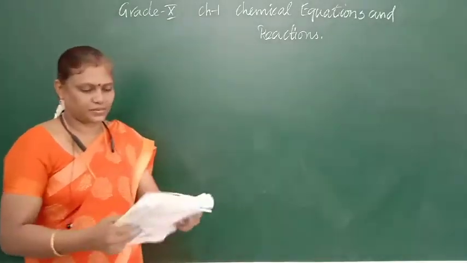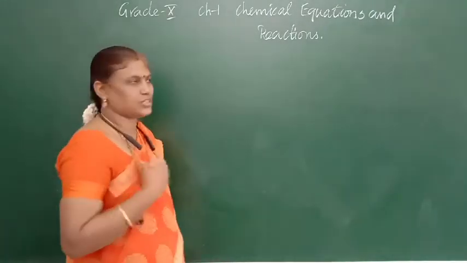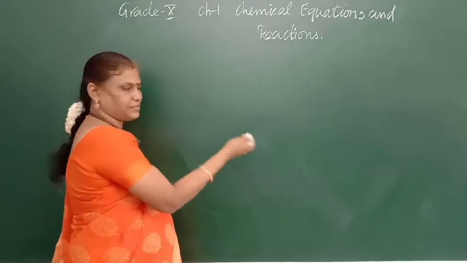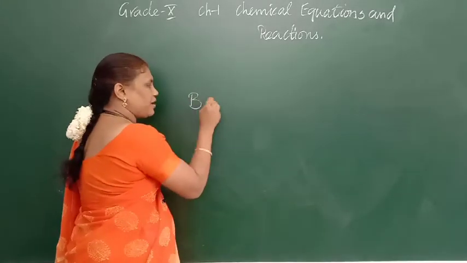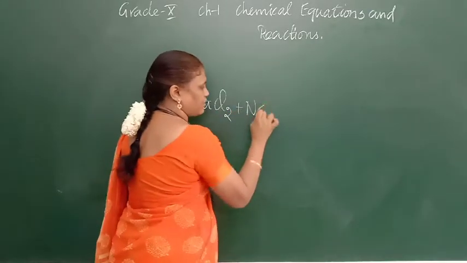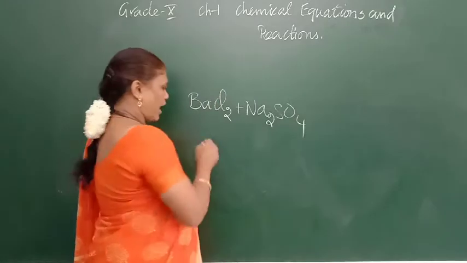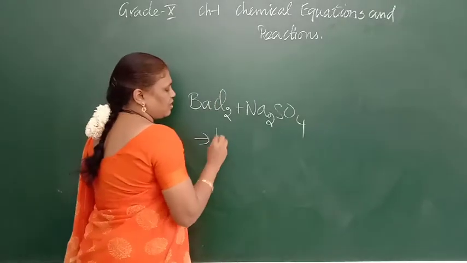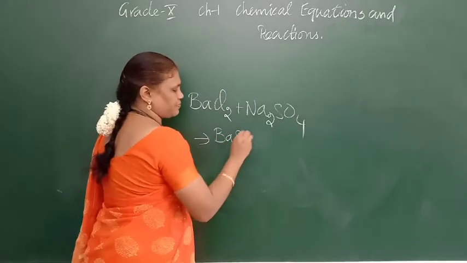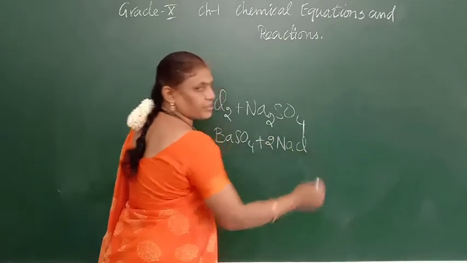The next one is, what is a chemical equation? Just now we have seen a precipitation reaction. One more I will tell you. Barium chloride, when it reacts with sodium sulfate, what happens here? Barium sulfate and sodium chloride are formed.